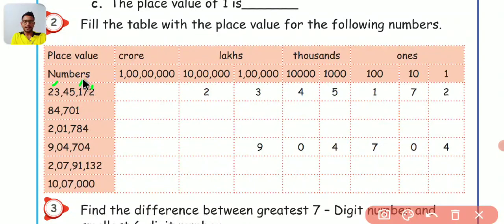Ones, tens, hundreds, thousands, 10,000, lakh, 10 lakhs. Okay, that means 10 lakhs. They are giving the place value at the top: ones, thousands, lakhs, crores. In ones, how many places? 3 places. Ones, tens, hundreds.